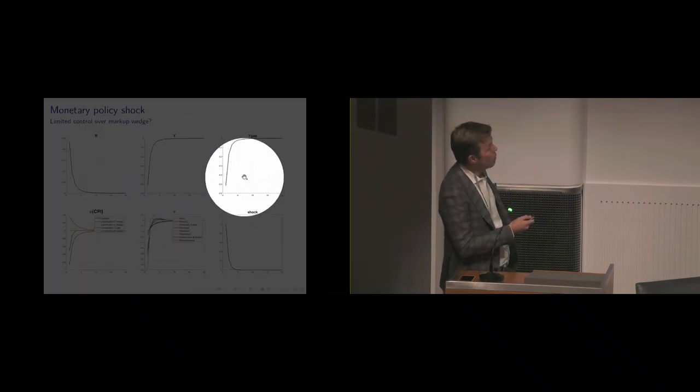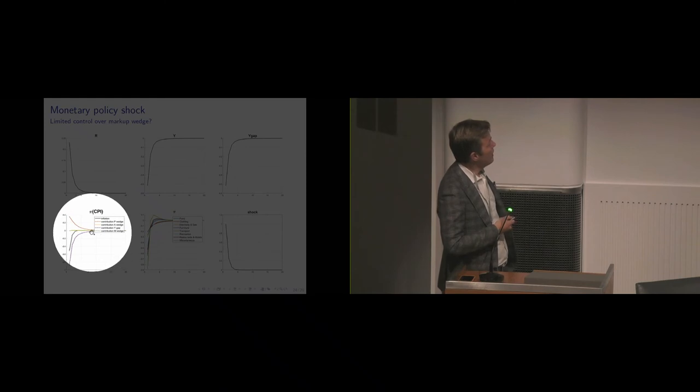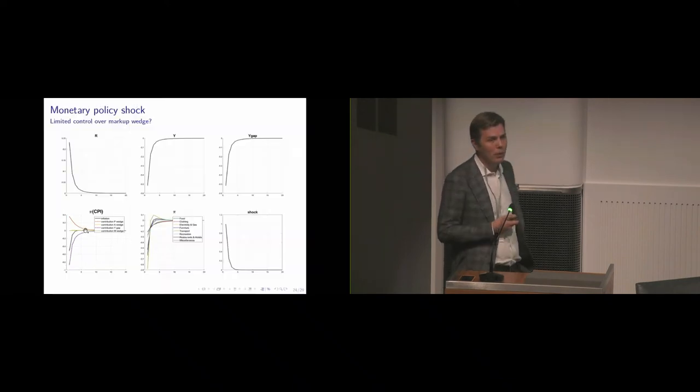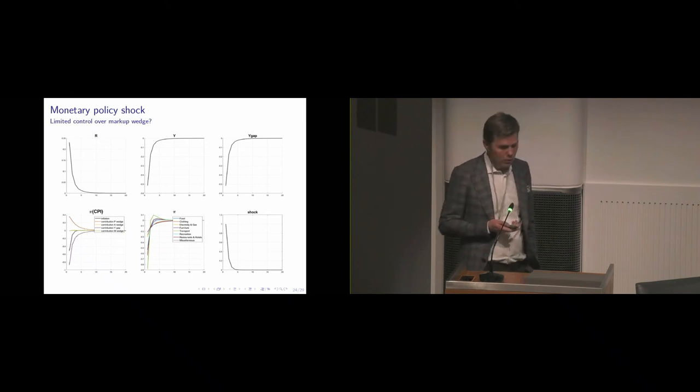The output gap falls too, of course. Interest rates increase, so we're looking at a monetary tightening here. Now, what's interesting here is that when we look at the CPI, it falls, of course, after monetary tightening, but the markup wedge hardly reacts. So that suggests that monetary policy, unfortunately, might have very little power in terms of controlling that wedge in the equation.